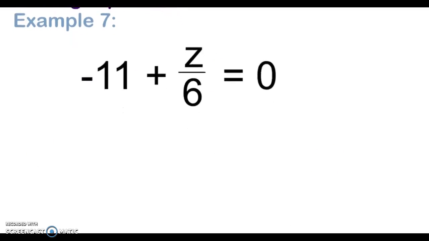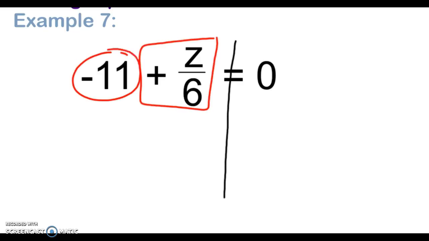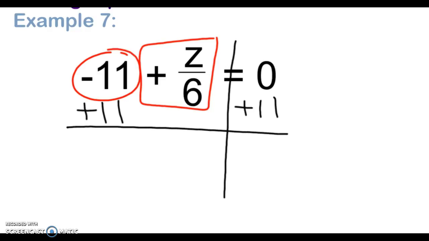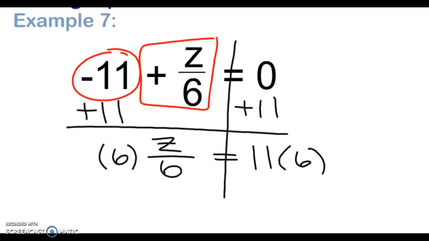Go ahead and try example 7. All right, let's see what you guys got. Y'all are pros at this now. You'll be perfectly fine. Box that. Circle the negative 11. We have to get rid of the negative 11 by taking the opposite, so we're going to add 11 to both sides. Bring down z divided by 6. That's actually 1 divided by 6, so if we take the inverse of that, the reciprocal, we're going to multiply both sides by 6. Well, that cancels out, and z equals 66.